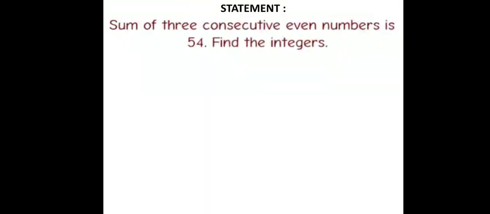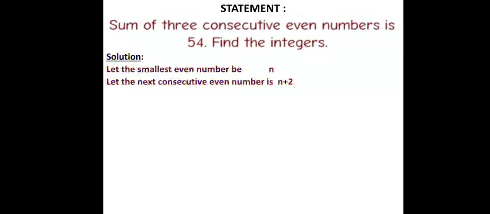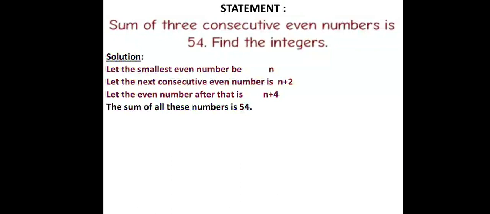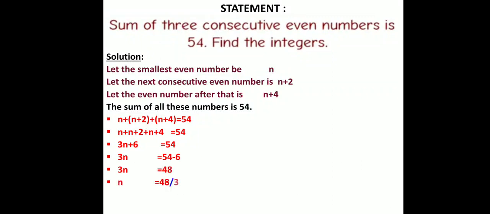Sum of three consecutive even integers is 54. Find the integers. For this solution, let the smallest even number be n. The next one will be n plus 2 and the other one will be n plus 4. Since their sum is equal to 54, n plus n plus 2 plus n plus 4 is equal to 54. That means 3n plus 6 is equal to 54 and 3n is equal to 48. So n is equal to 48 divided by 3, and n is equal to 16.